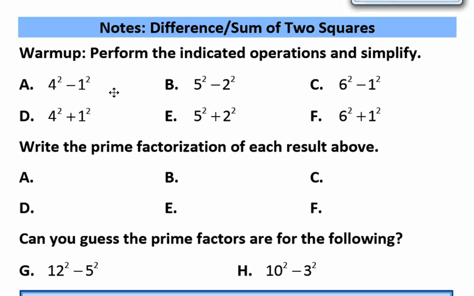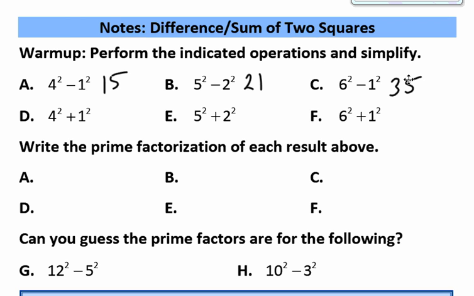So 4 squared minus 1 squared would be 16 minus 1. So for part A, that would be 15. B, 5 squared is 25, minus 2 squared is 4. So 25 minus 4, 21. Then 6 squared minus 1 squared is 36 minus 1, so 35.